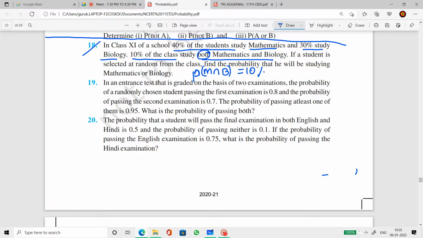If a student is selected at random from the class, find the probability that he will be studying maths or biology. Or is union.